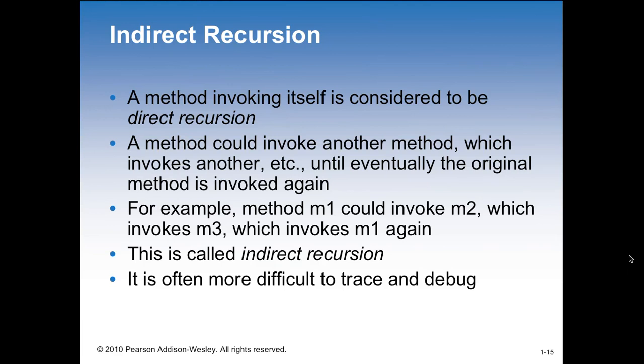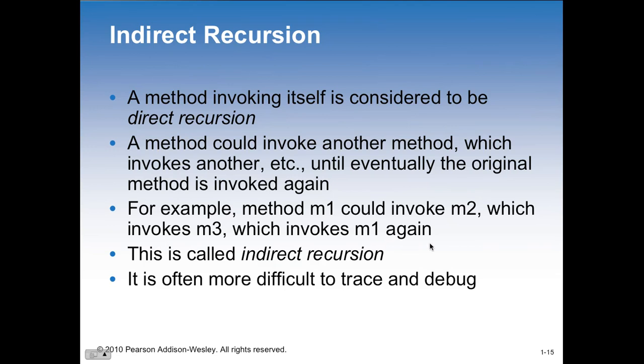Indirect recursion. A method invoking itself is considered to be direct recursion. A method or a function calling itself over and over again is pretty direct. A method could invoke another method, which invokes yet another method, until eventually the original method is invoked again. That's indirect recursion. When it calls itself, it's direct. When it calls another function that invokes another function, that creates this huge circle of functions all the way back to the beginning. That's indirect. It's still calling itself, it's still eventually coming back to itself, but it has all these intermediate steps in between. So for example, method M1 could invoke M2, which invokes M3, which goes back and invokes M1 again. So that's the difference between the direct and the indirect.